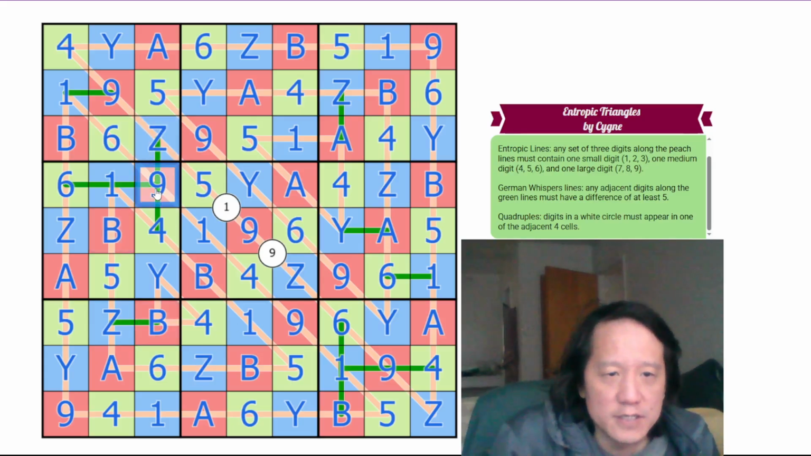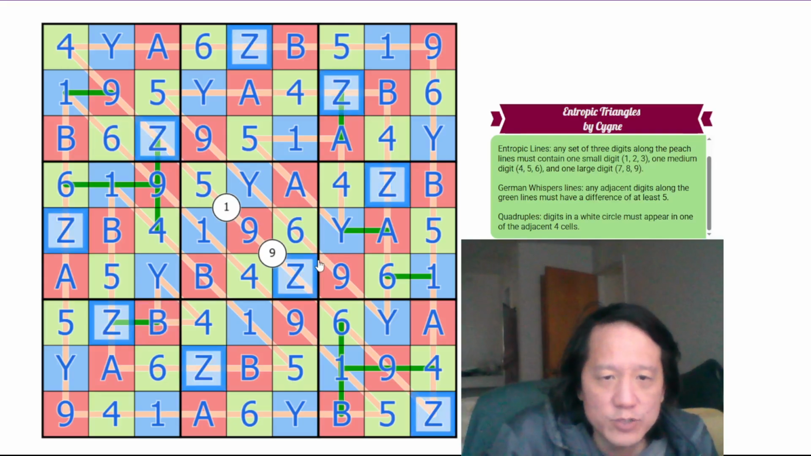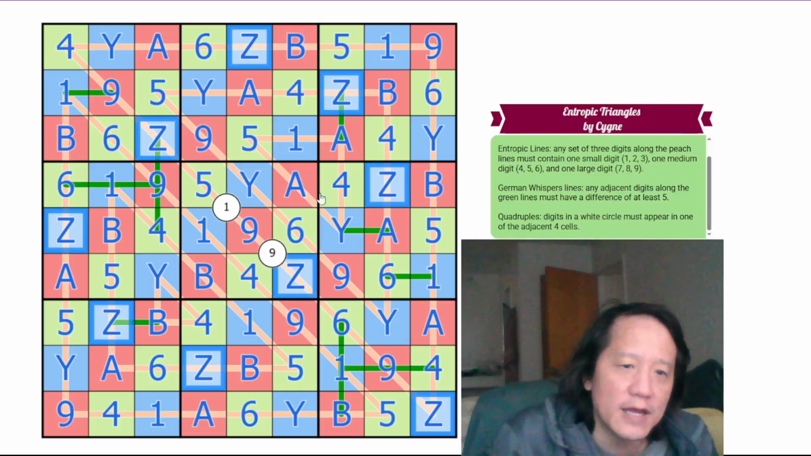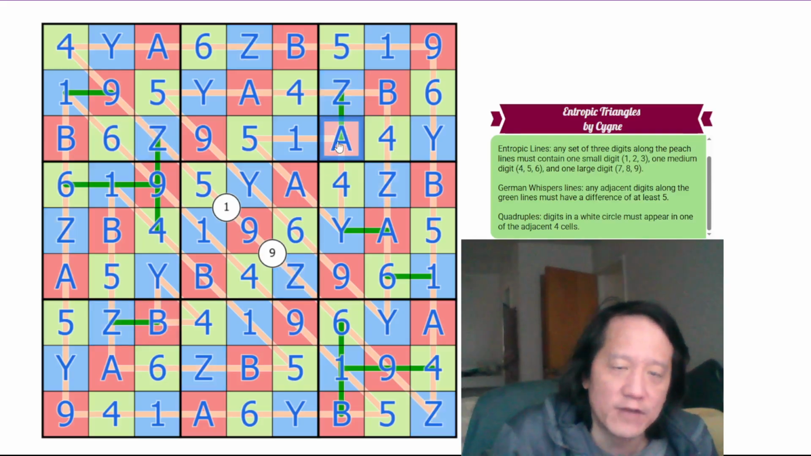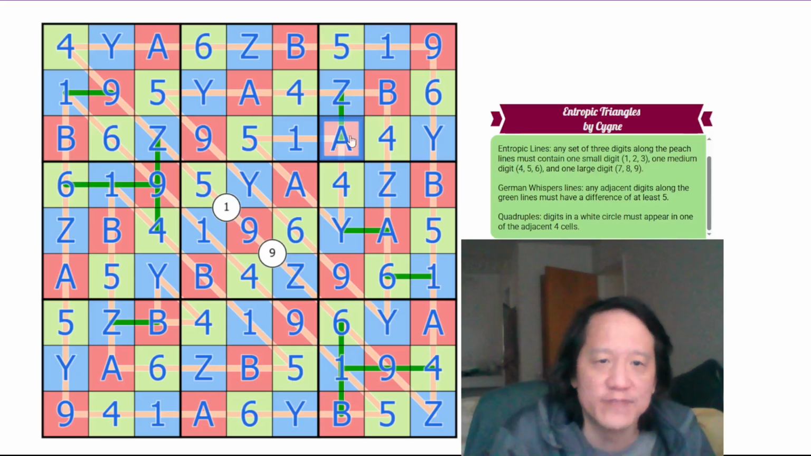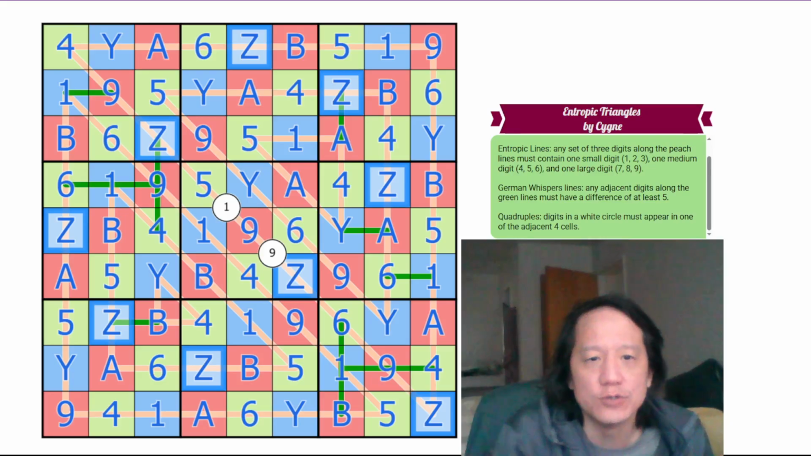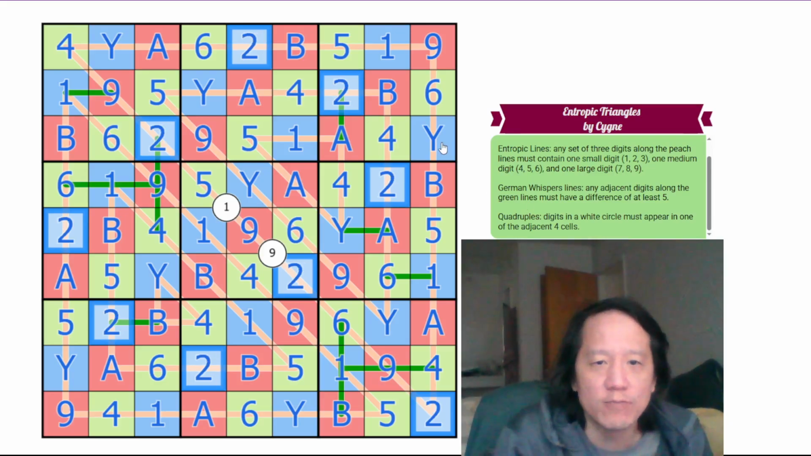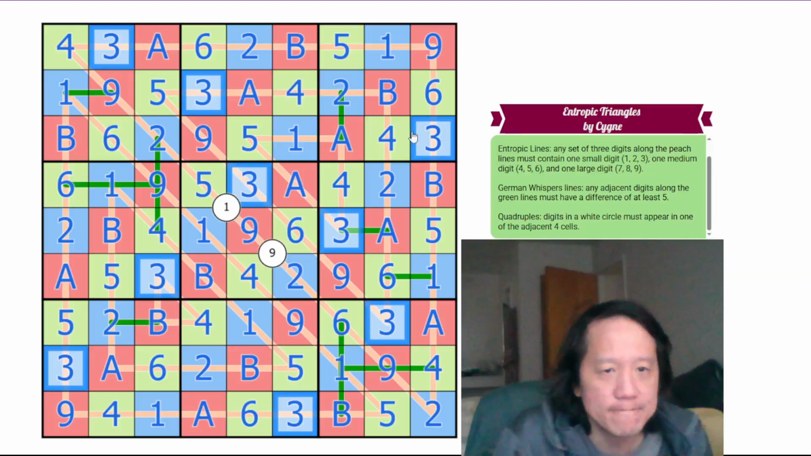So, Z is next to 9. Z is next to B on a whisper 5 line. Z is next to A. So Z has to be next to both A and B on the whisper 5 line, which means it must be next to 7 and 8 on the whisper 5 line. So Z has to be 2. So Z is 2 and Y is 3.